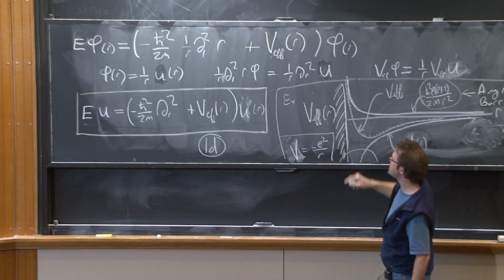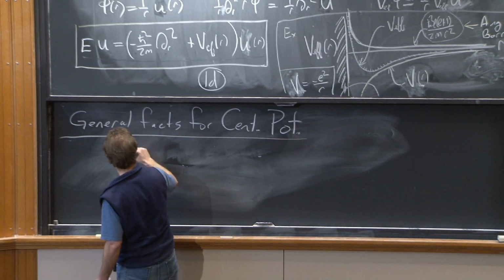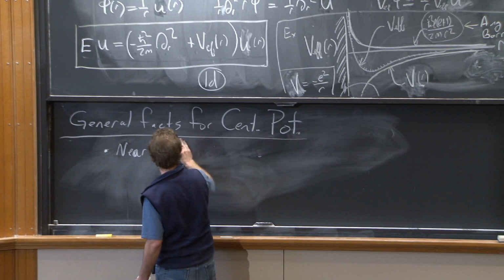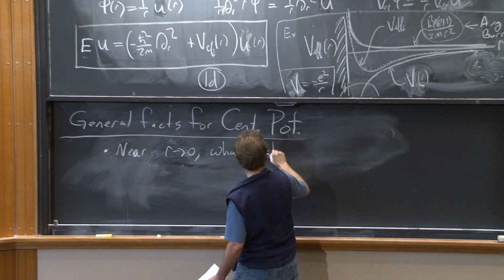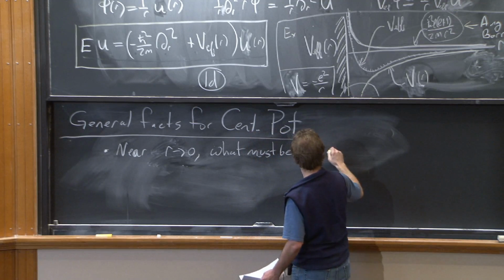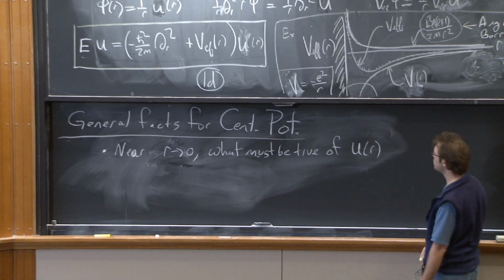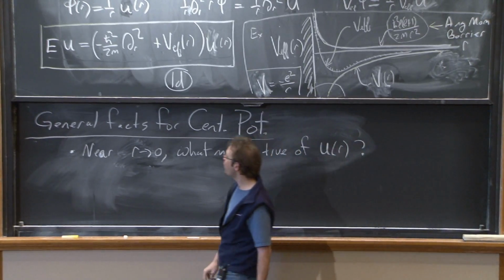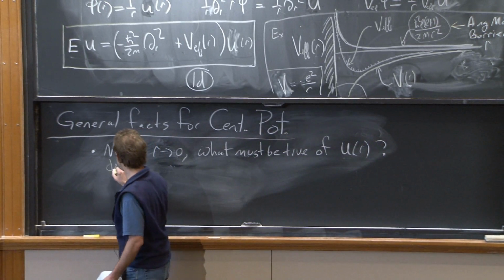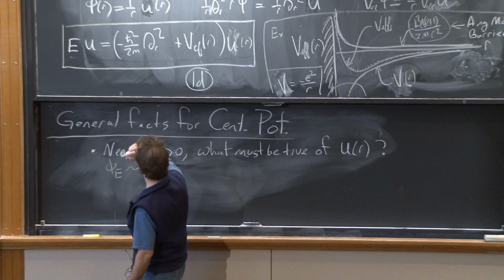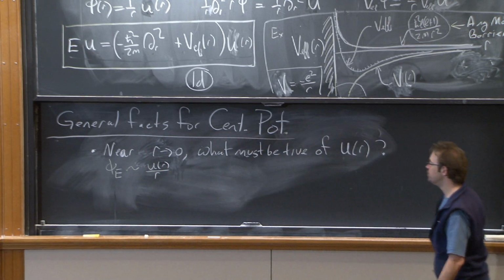We can ask, what are the boundary conditions at the origin? What must be true of u of r near r goes to 0? The right way to ask this question is not to look at this u of r, which is not actually the wave function, but to look at the actual wave function, phi sub e, which goes near r equals 0 like u of r over r.